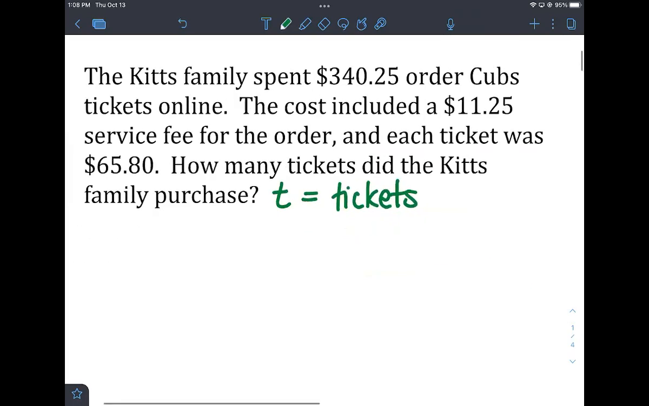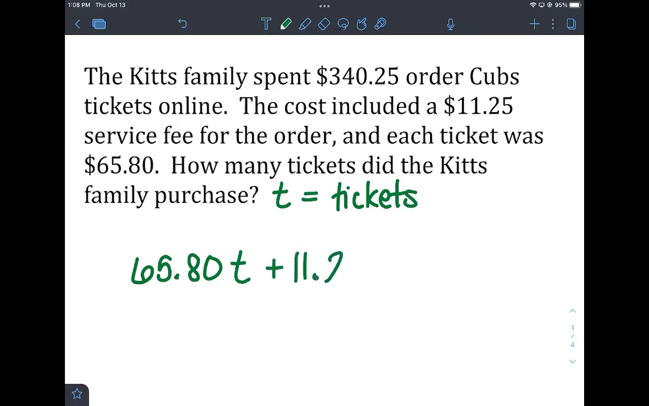All right, so let's start with this. We know that they each cost $65.80, so they had to pay $65.80 for every ticket. We don't know how many tickets that was, so we'll just times that by this T number that represents the tickets that they purchased. And there was a service fee. This is pretty normal. When you buy things online, there's a service fee or some sort of convenience fee they charge. And that fee costs them an extra $11.25.